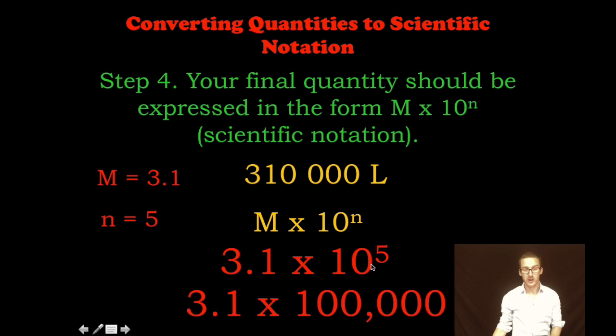In other words, 10 to the 5 is like 100,000. 10 times 10 times 10 times 10 times 10 is 100,000. 3.1 times 100,000 is essentially what you're doing. But it's a lot quicker simply to write times 10 to the 5. Now, you may not think a number like 310,000 is all that much more convenient to write in scientific notation, but in chemistry, we're gonna be talking about things like 10 to the 23rd, 10 to the 19th, where you can shorten how you express that number.